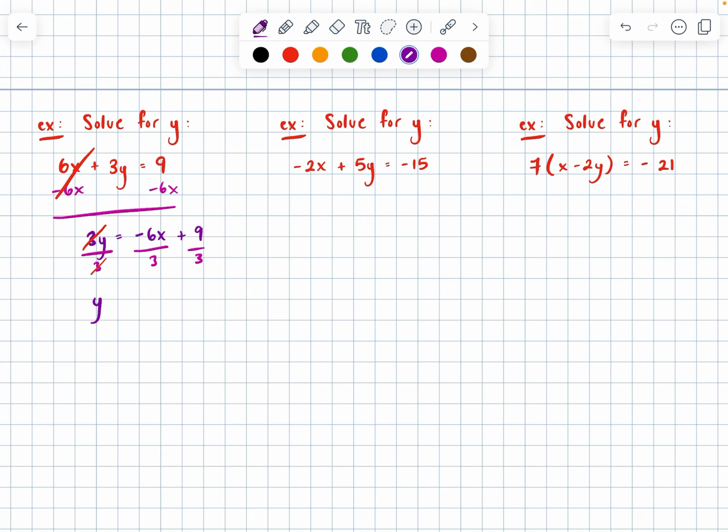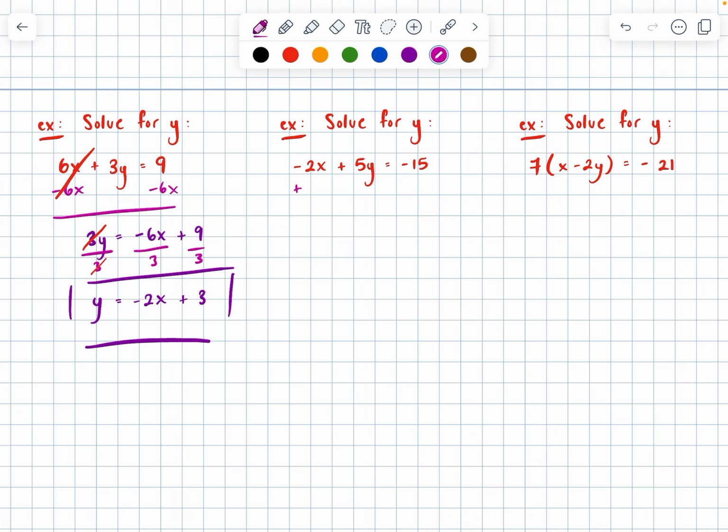Negative 6x divided by 3. Well, negative 6 divided by 3 is negative 2x. And then plus 9 divided by 3 is plus 3. Cool. Next up, negative 2x plus 5y equals negative 15.